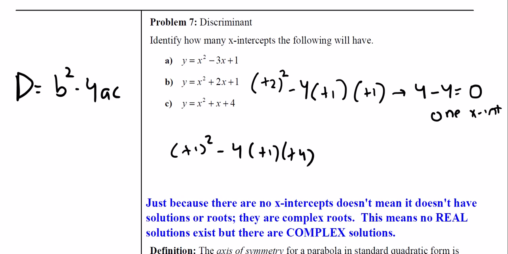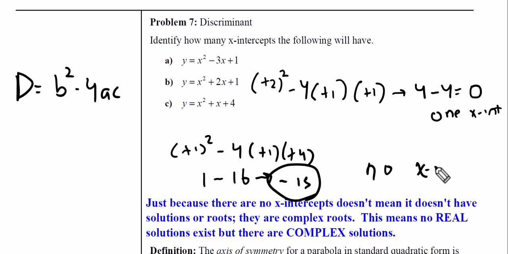So here's a setup using the discriminant. If we simplify this, I get 1 minus 16, which is a negative 15. We get a negative answer. Now, if it's negative, that means this parabola is floating around somewhere and never touches the x-axis. So this one has no x-intercepts, or if you prefer numerically, it has 0 x-intercepts. We're not saying that the value of the x-intercept is 0. We're saying it has no x-intercepts.